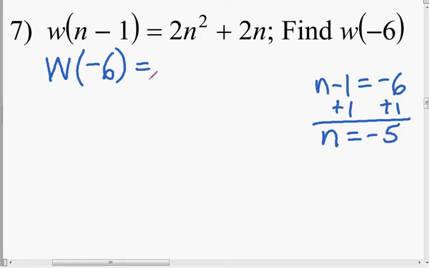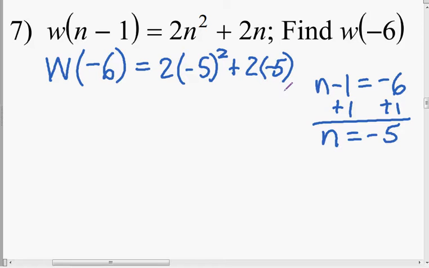So to get this, I plug in 2 times negative 5 squared plus 2 times negative 5. And then at that point, I evaluate it just like I normally would. So I'm not plugging in negative 6. I'm plugging in negative 5, which gives me negative 6 here.